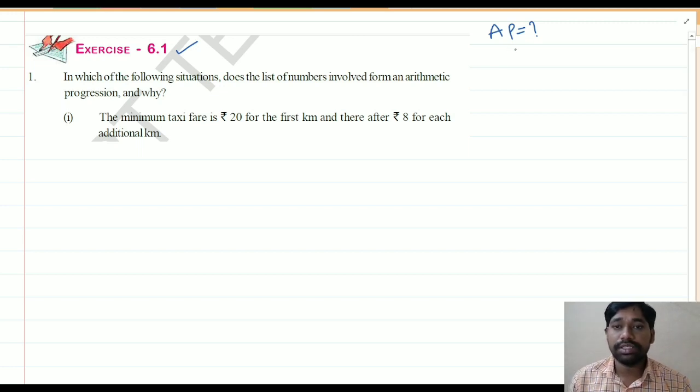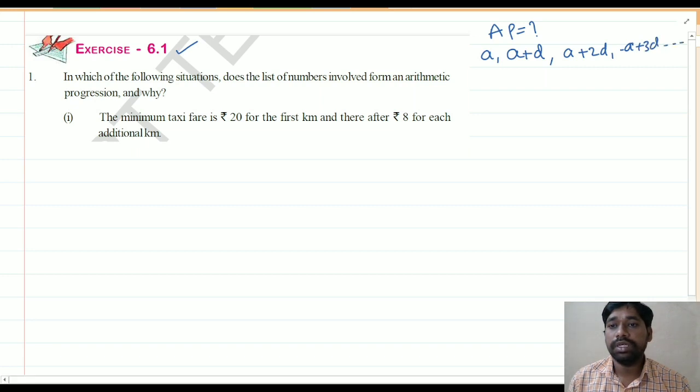In the last class we discussed the general form of arithmetic progression. If the first term is A, then in an arithmetic progression every number is successively added with a constant number called the common difference D. So A, A plus D, A plus 2D, A plus 3D and so on, these will be the numbers. This is the general form.